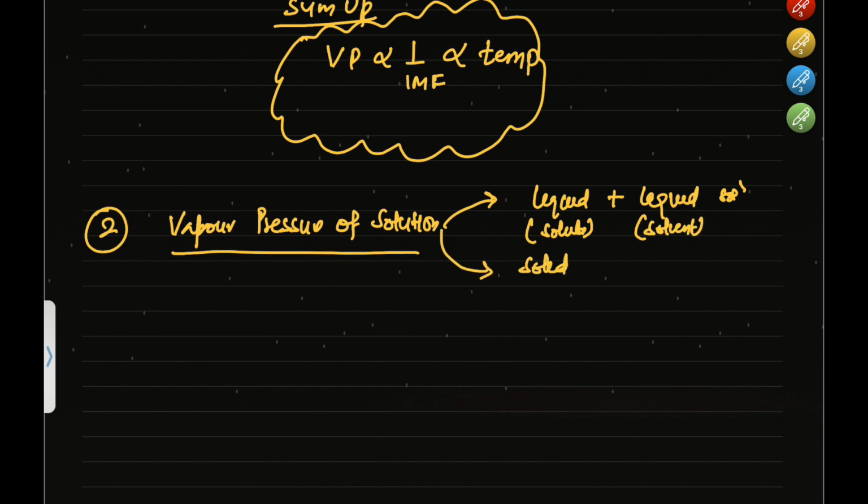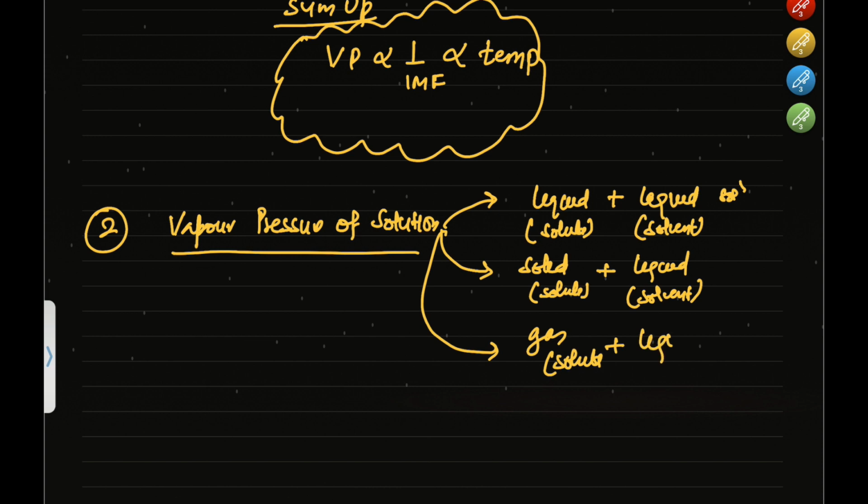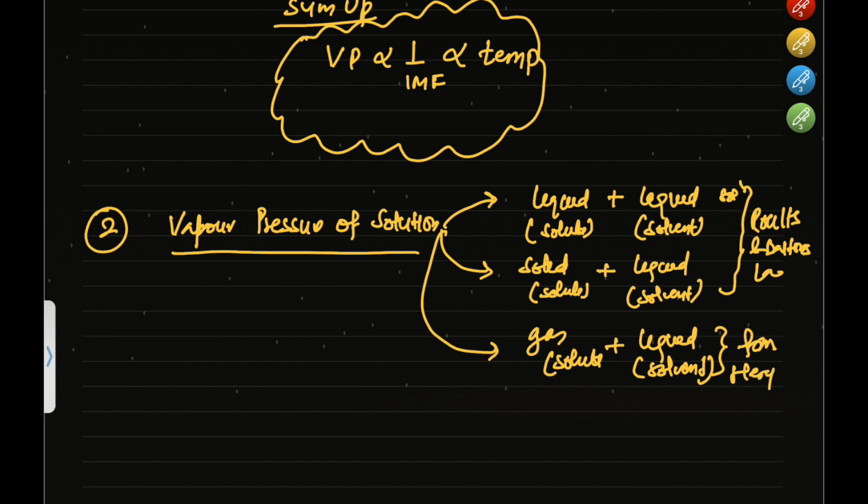Another type of solution is solid solute plus liquid solvent. The third type of solution is gas solute plus liquid solvent. These two types of solution we will deal from Raoult's law or Dalton's law, and this third type, gas in the liquid, from Henry's law.